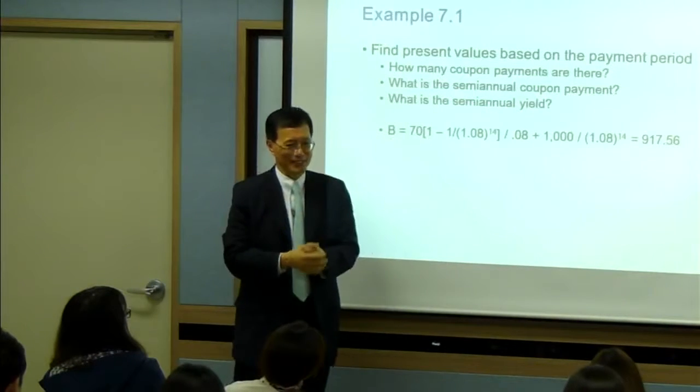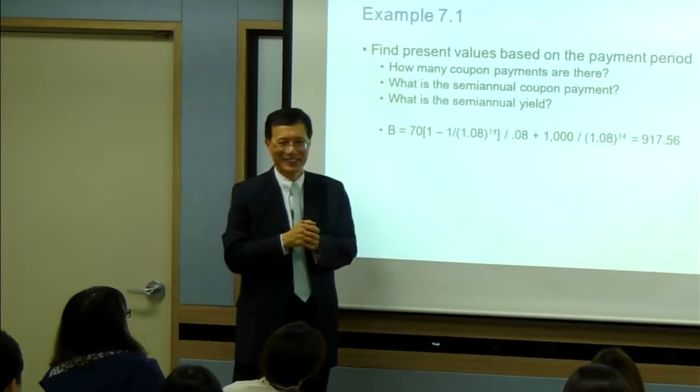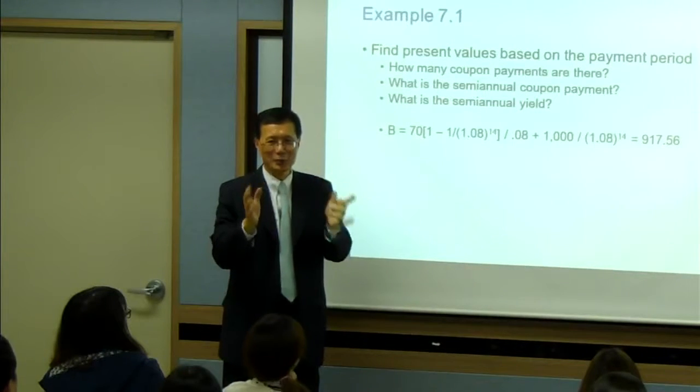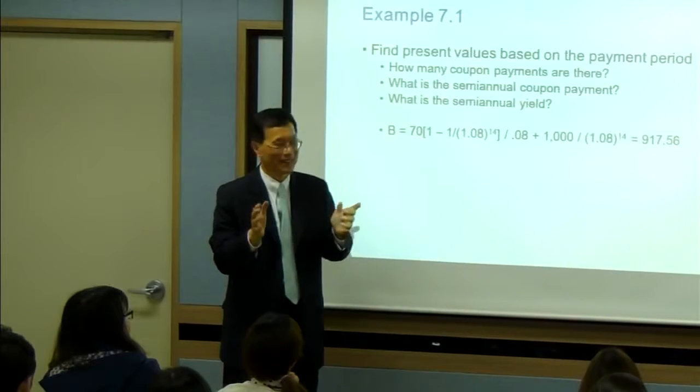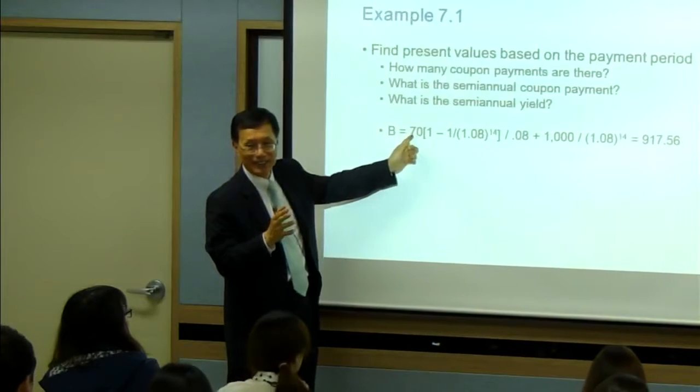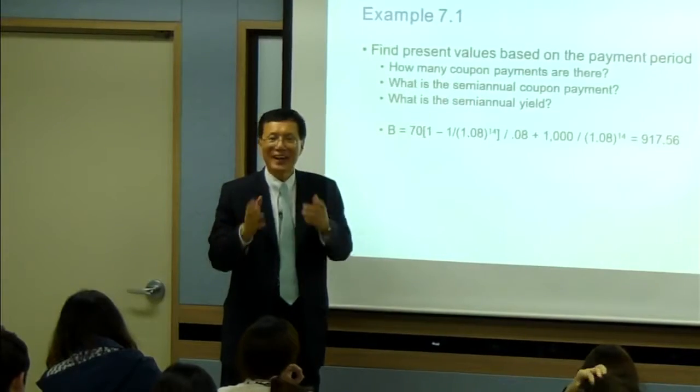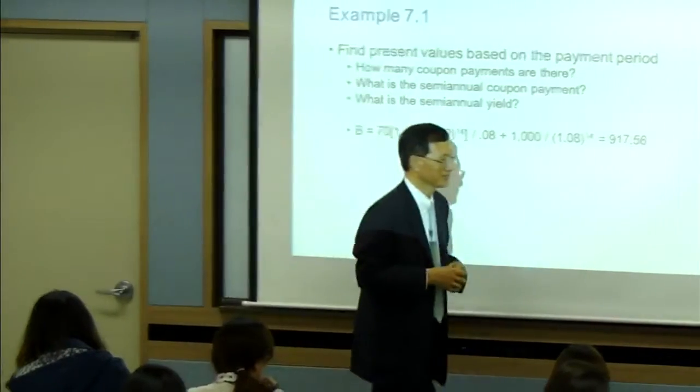Coupon interest rate. Make up your mind. Coupon interest rate? 7%. What is the yield to maturity? 8%. Okay.